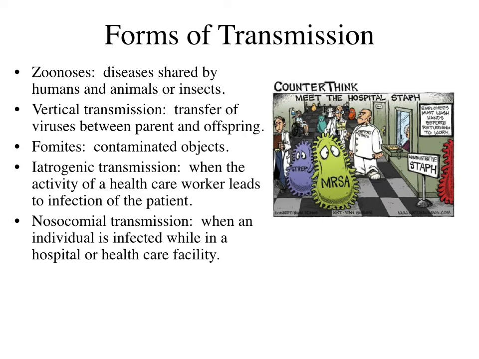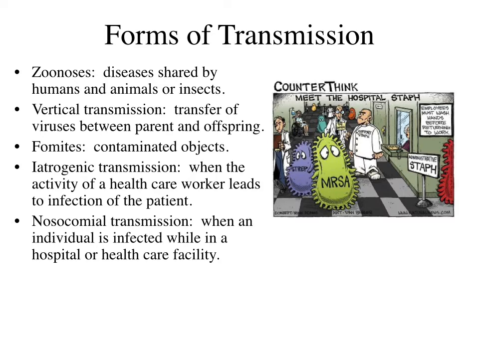We can talk about vertical transmission. That's the transfer of viruses between parent and offspring. This can happen during gestation, where the virus crosses the placenta. It can occur during birth. So sometimes, for instance, with HIV, transmission of the virus from the infected mother to the child happens more commonly at birth, when the child is exposed to infected blood, rather than during gestation.